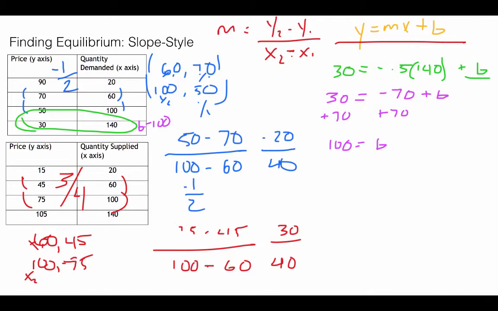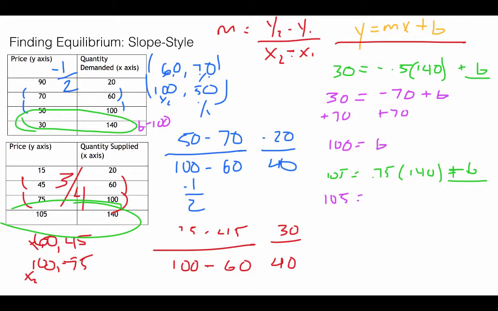And then what we're going to do next is the same thing for our supply. So I'm going to pick a point right here. We'll say y equals 105 equals my slope, which is 0.75 times 140, plus b. Again, we're solving for that b. So I have 105 equals 0.75 times 140. So we're looking for 3/4 of 140.